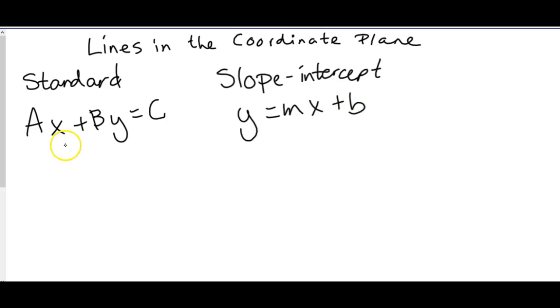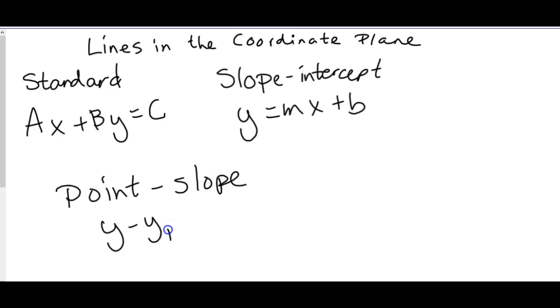And there is point-slope form: y minus y1 equals m times x minus x1. They all have their various uses. Some are better in different situations. This one is better for graphing. It's better to make a graph.